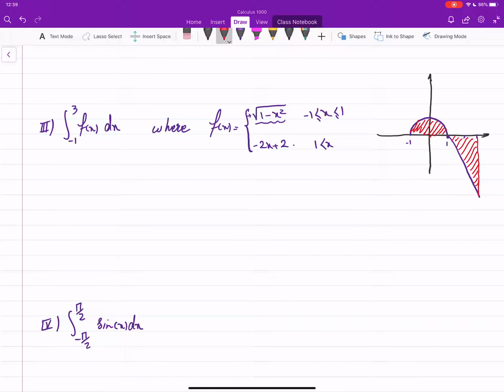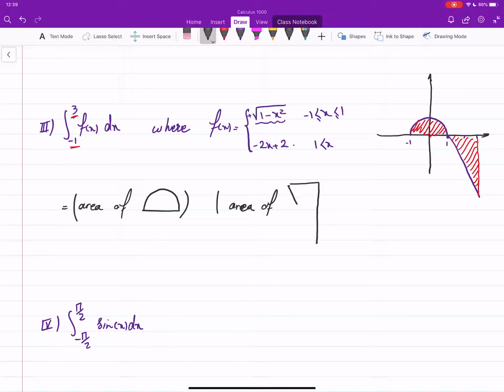Consider that we are going from negative 1 to 3. Those are the regions for those parts. And this, by what we learned above, is going to be the area of this semicircle and the area of the triangle here. But what we need to note here is that this triangle is below the x-axis, so we have to subtract. The area of the semicircle is above the x-axis, so we have to add that.